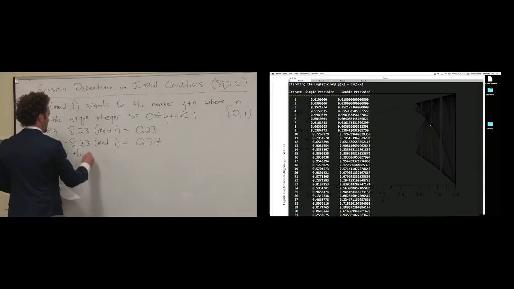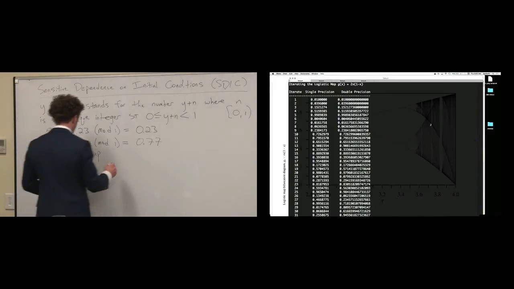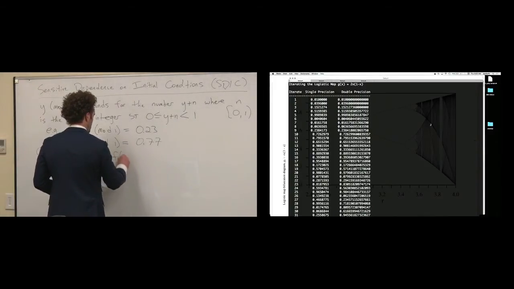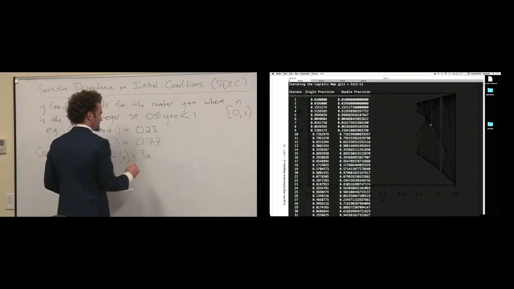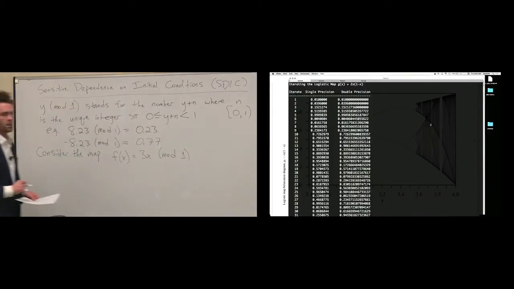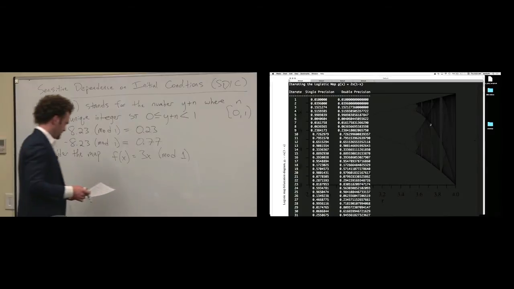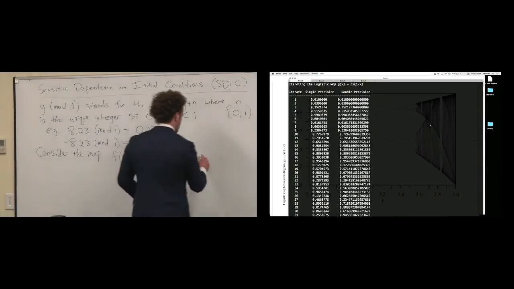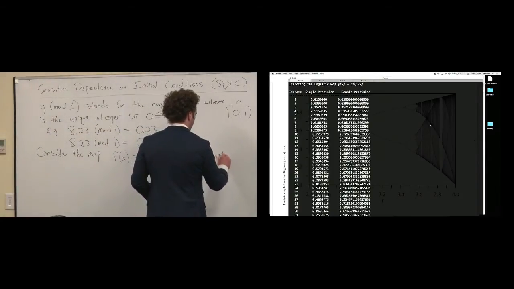So we'll consider the map f of x equals 3x. So I'm going to triple the number x, and I'm going to do it mod 1. So once that output of f gets bigger than 1, I'm going to throw away the integer part, for example, and just keep the fraction that's left. And we're going to do this on the unit interval.